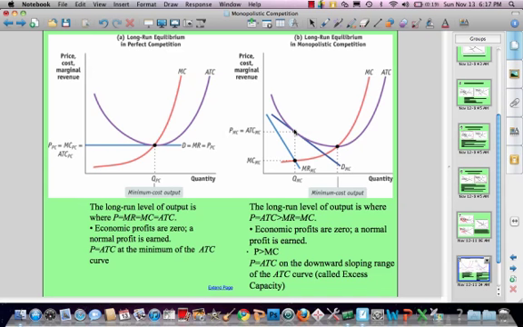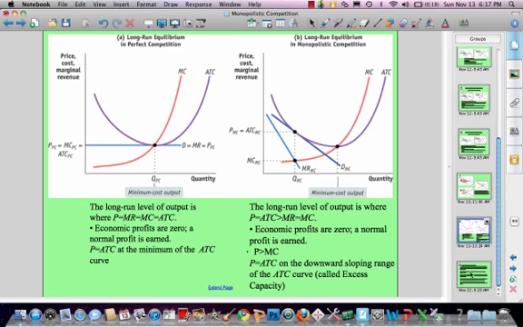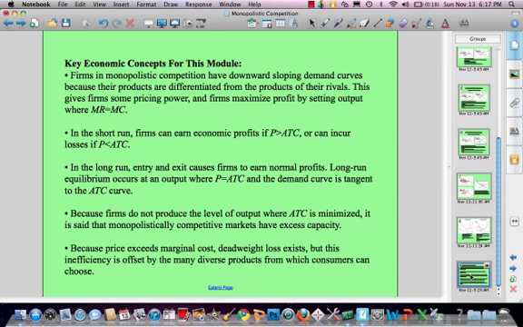Economic profits are 0, so normal profit is earned. Price is greater than marginal cost. You can see here, price is greater than marginal cost. Price equals average total cost on the downward sloping range of the average total cost curve. Here you can see it again, unlike the bottom of the average total cost curve here. So those are the two side by side. It's important to understand the differences between the two as you will be asked to draw and or interpret both of those graphs. Okay, let's summarize with some key economic concepts for this module.